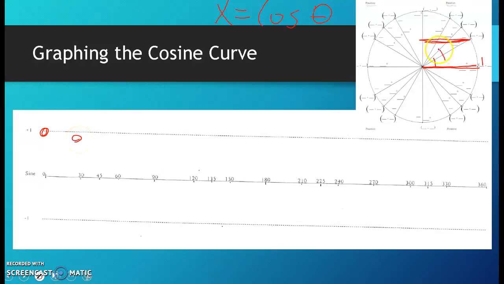Then by the time I get to 45 degrees, the x value, that's the horizontal distance, is the square root of 2 over 2, which is about 0.7. By the time I get to 60 degrees, it's a half.